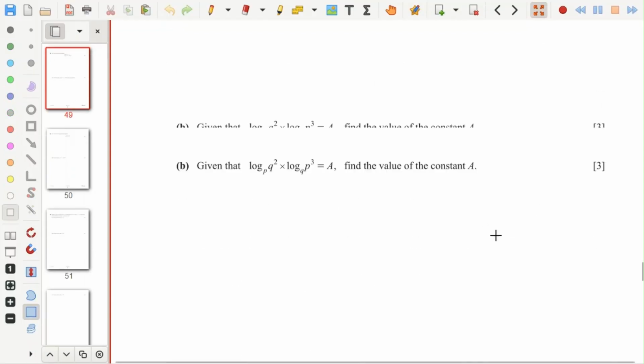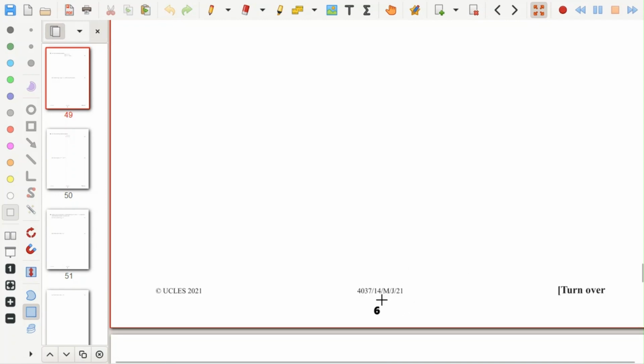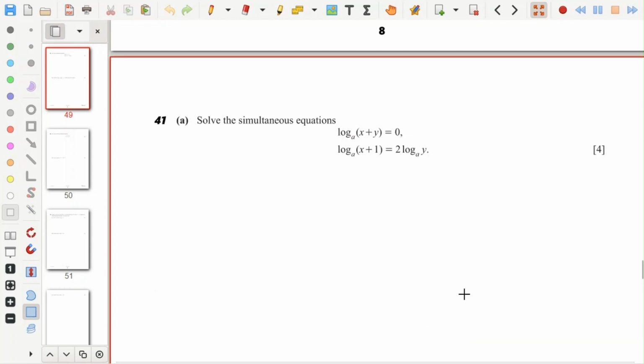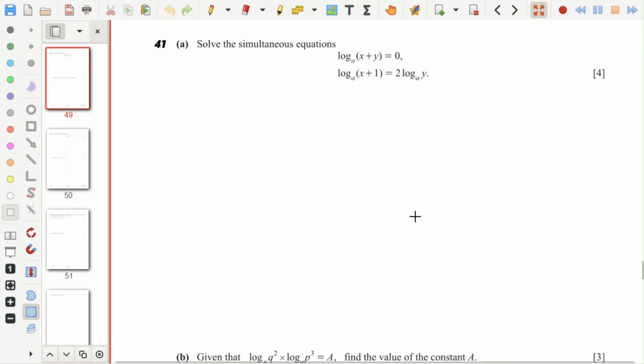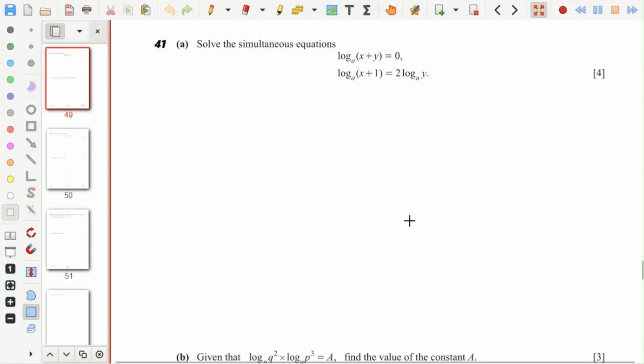Let's start off with 2021 variant 1 for May June, Question 6. If you look in the description box, you will see a PDF containing this thing I've done. I've left you with a raw sheet so you'll be able to access my lesson, the PDF itself. All right.